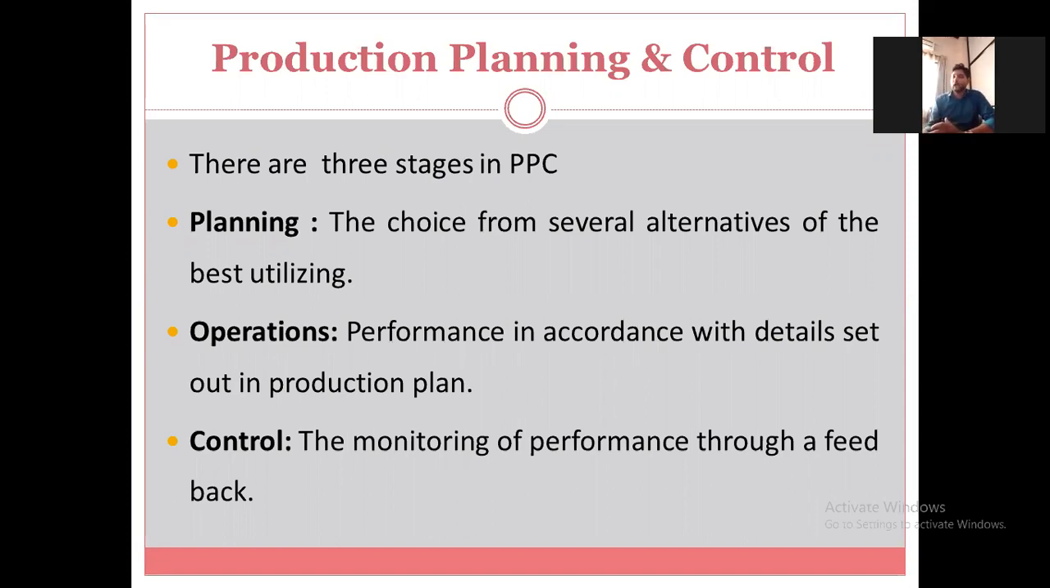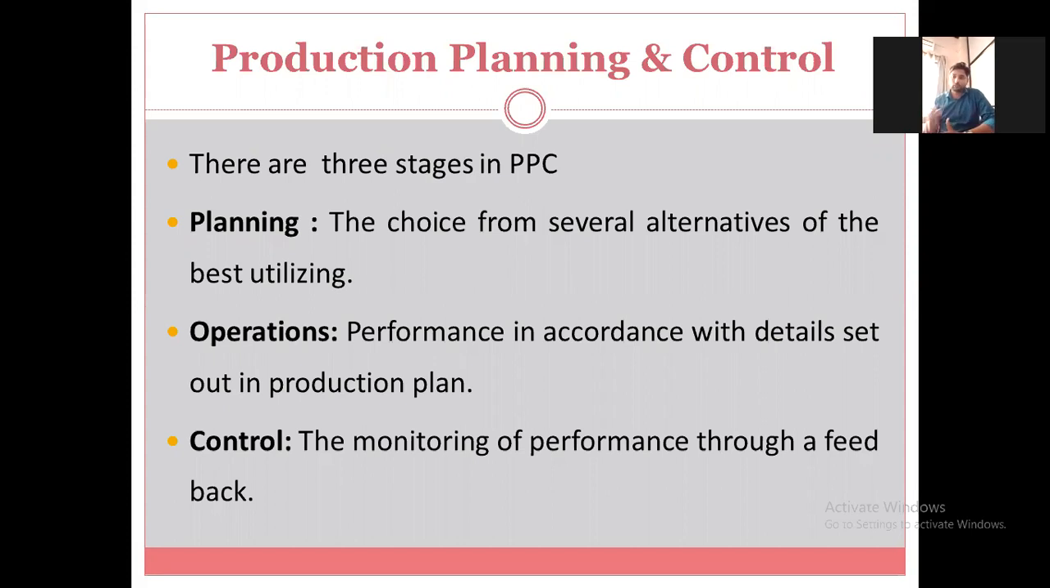Okay, so you have different opinions about production, but which is the best way to produce that good, and which is the most economical way to produce that particular good, is more important. So in the planning phase, in production planning and controlling, there are 3 stages. In the planning phase, you have to take the decision about the selection of the proper alternative, which will be useful to utilize the resources in the best economical way.